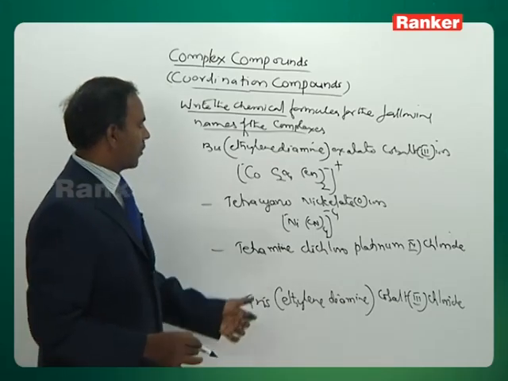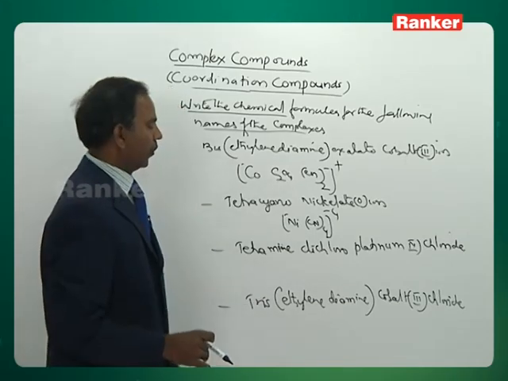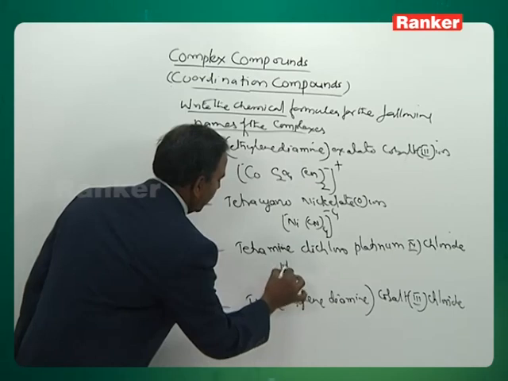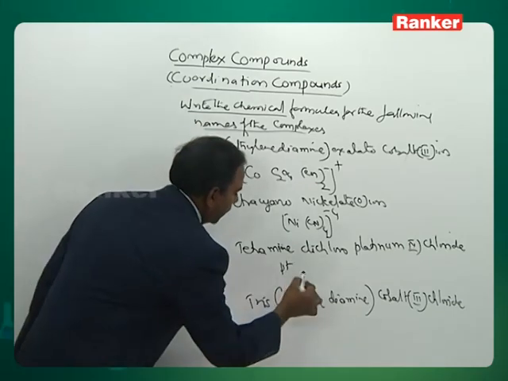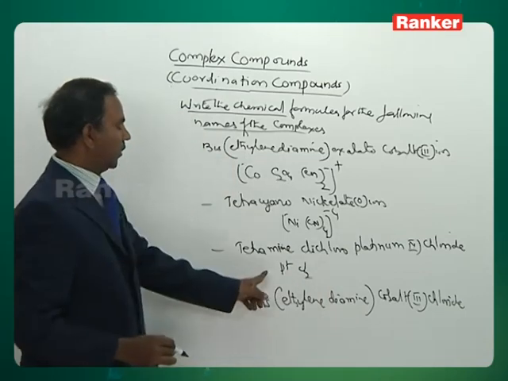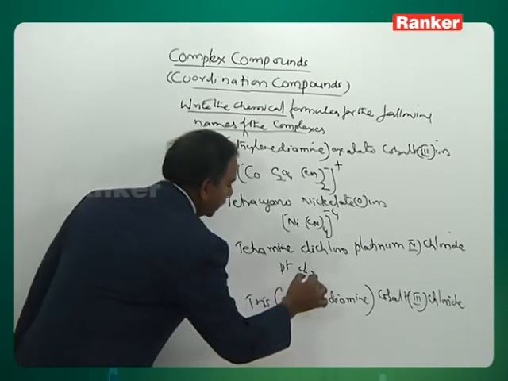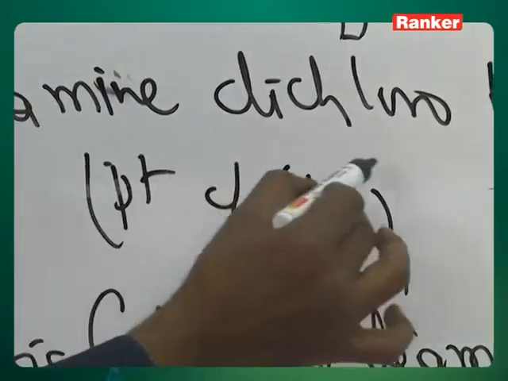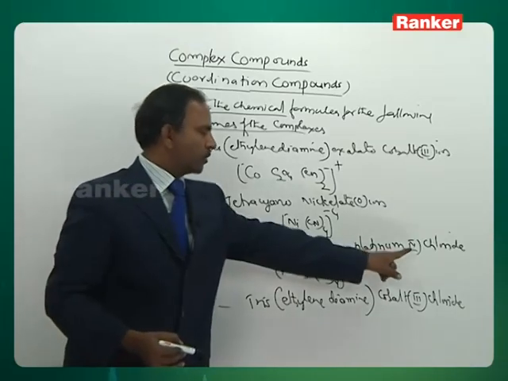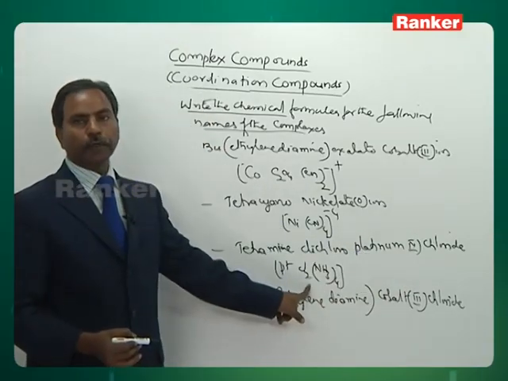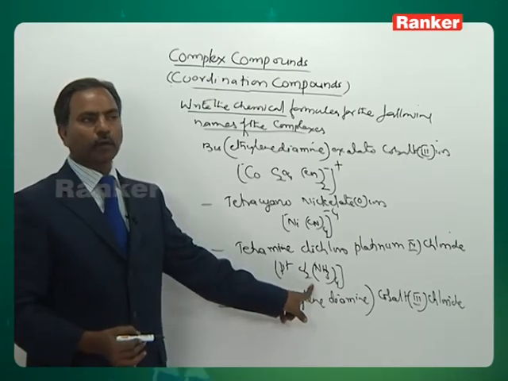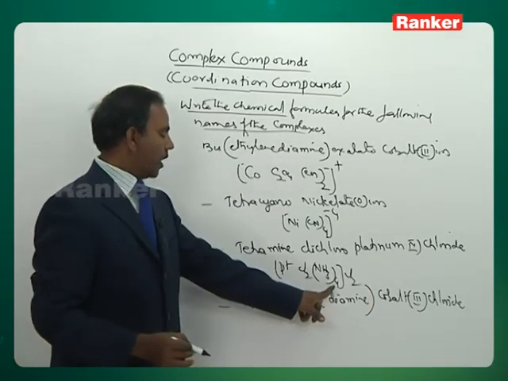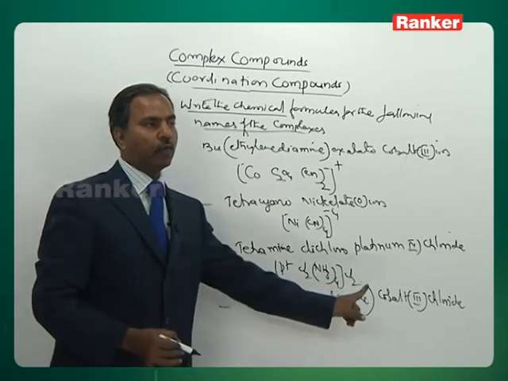Coming to the next one, tetraamminedichloroplatinum(IV) chloride. First write platinum, yes, platinum. Then dichloro, write Cl2. After the metal you have to write the negative ligands. Then tetraammine, NH3 taken 4 times. Then chloride is said, and moreover the oxidation number is 4. Only 2 chloride atoms are there to make platinum plus 4 oxidation number, so 2 more chloride atoms are required. Therefore it is tetraamminedichloroplatinum(IV) chloride.